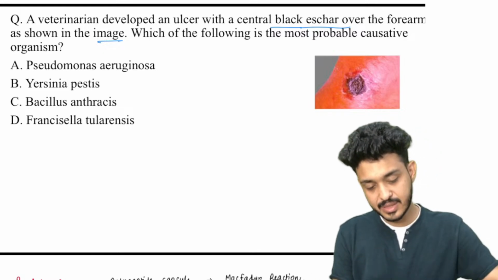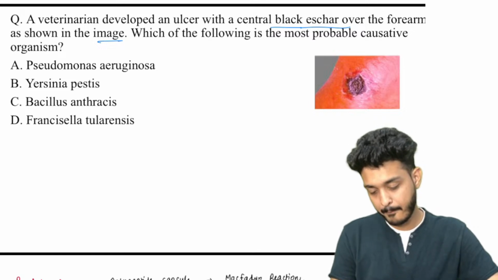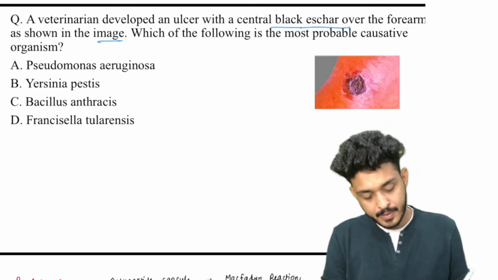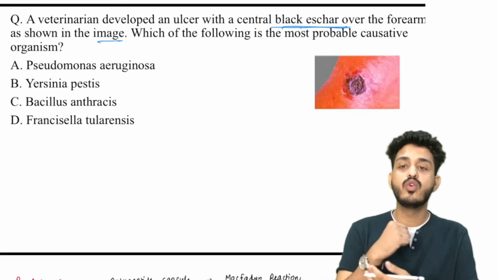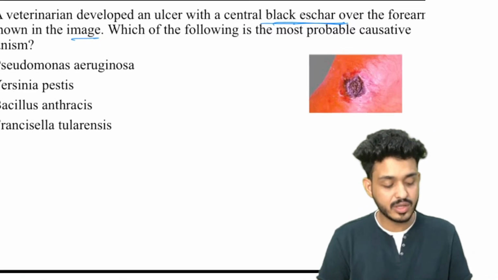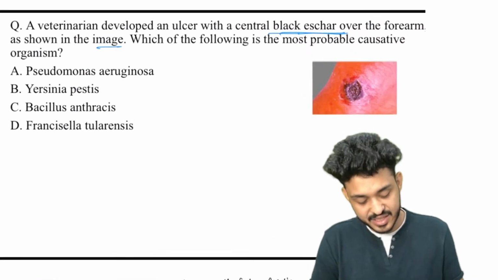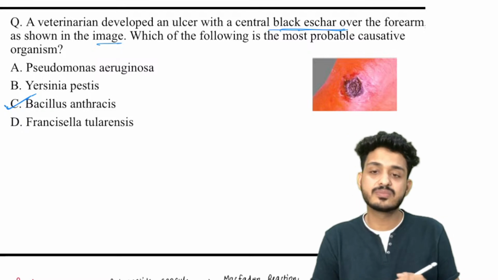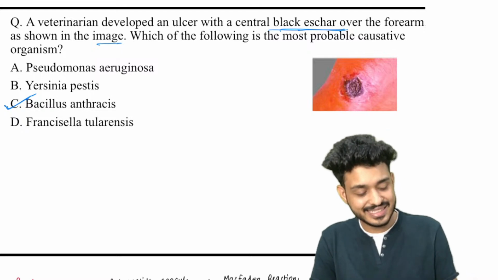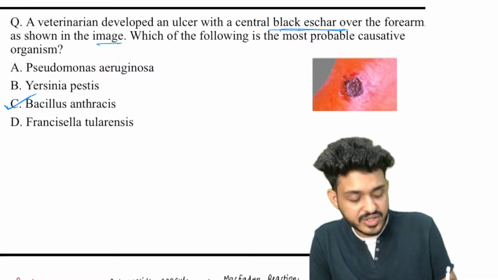Try to answer this one. There is a black scar on the forearm. This is a disease known as Bacillus anthracis case. Bacillus anthracis spores. It is a disease which will be showing which kind of reaction?